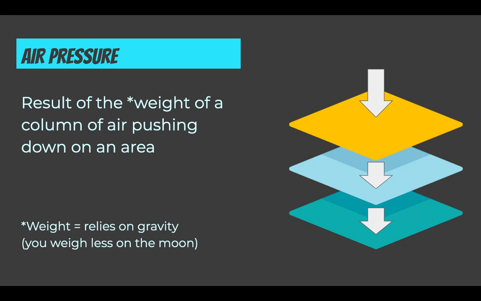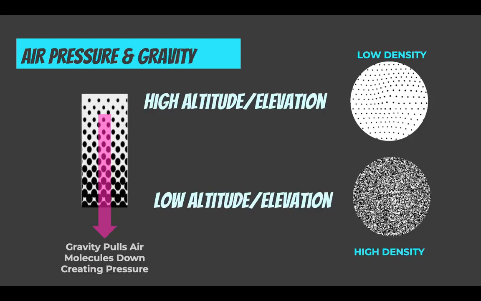So air pressure is the result of the weight of a column of air pushing down on an area. So weight relies on gravity. You weigh less on the moon. Not that your mass is less, but that you weigh less, and that's because there's less air pressure. So air pressure, again, is being felt because there's air pushing down on you.